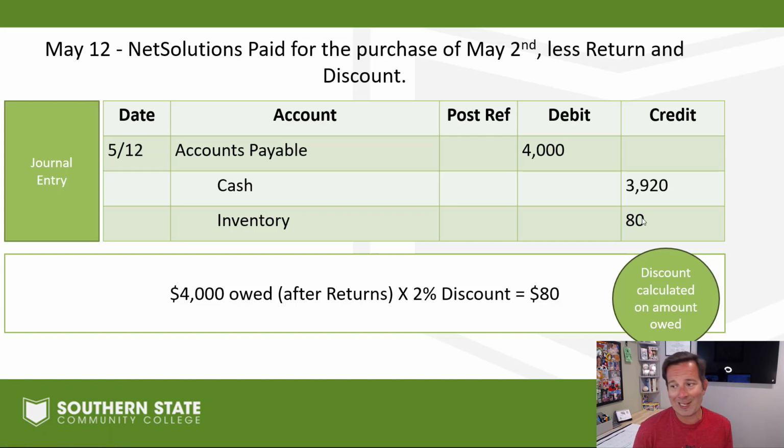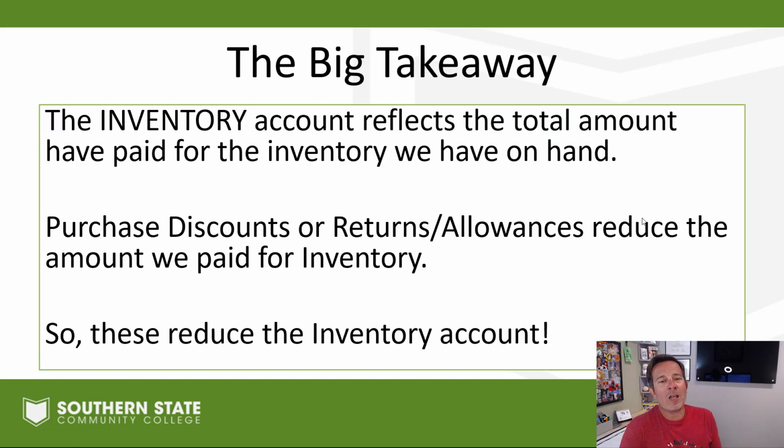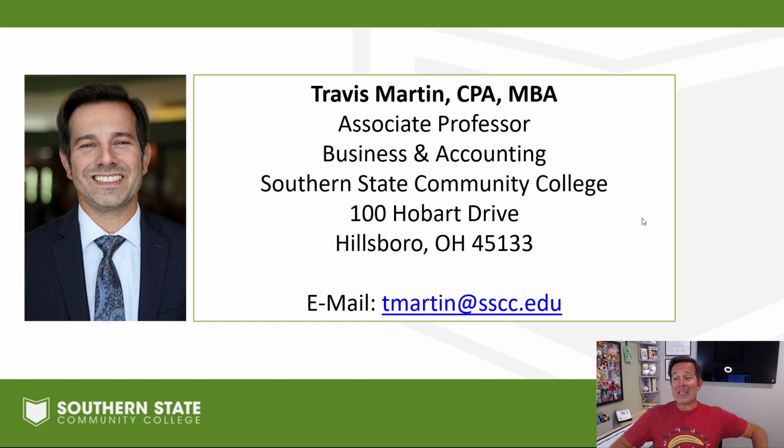The big takeaway, gang: the inventory account reflects the total amount we have paid for the inventory we have on hand. If we have a purchase discount, if we have a return or an allowance, we reduce the amount of inventory to reflect that. Okay? We reduce that inventory account. That way our inventory account just reflects the amounts that we've paid for inventory, not the amounts that we've gotten back when we return, get a discount, or an allowance. So that is the game we're playing when we buy inventory.